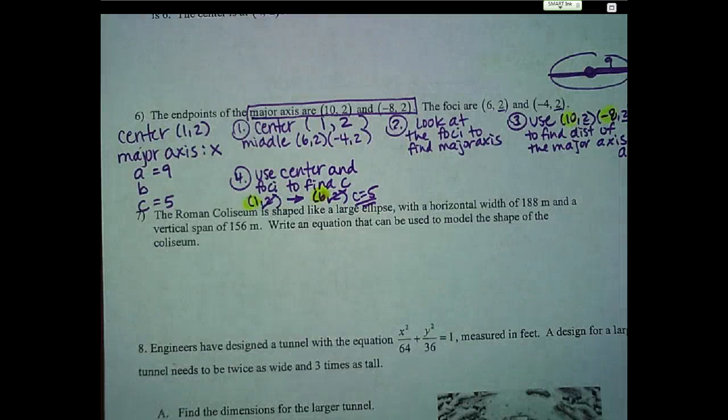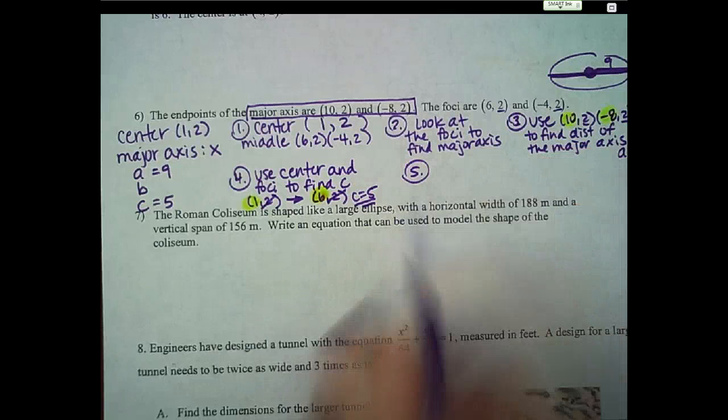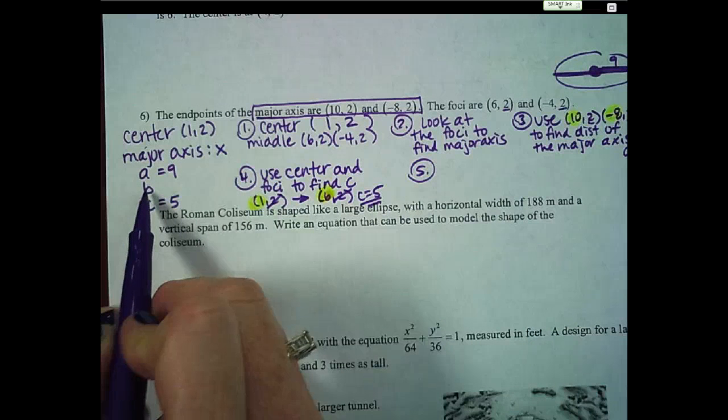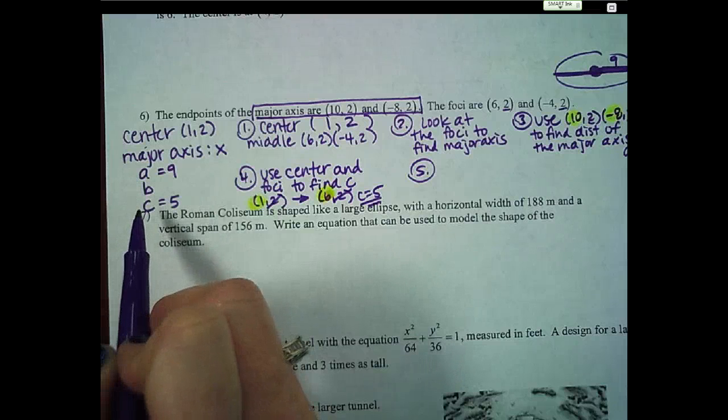Okay? Now we're almost finished. I realize this is a lot. You don't have to write all this down. I'm just talking you through it. Now let's look at number 5. I can write my equation if I can come up with A and B. Well, I have A and C, right? And so if I use my formula, I can get B.